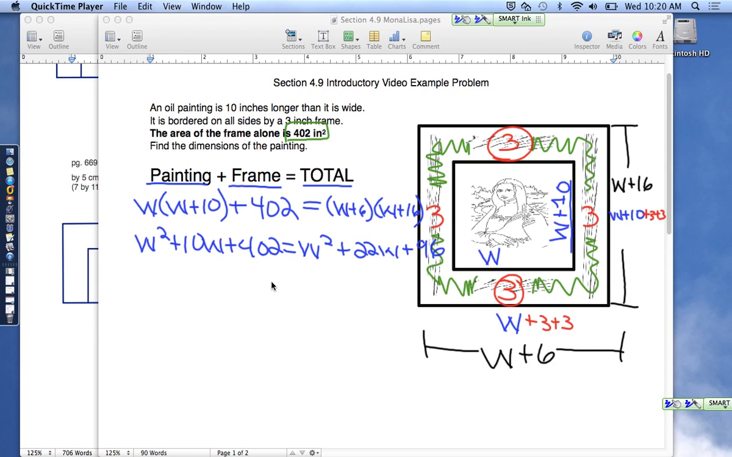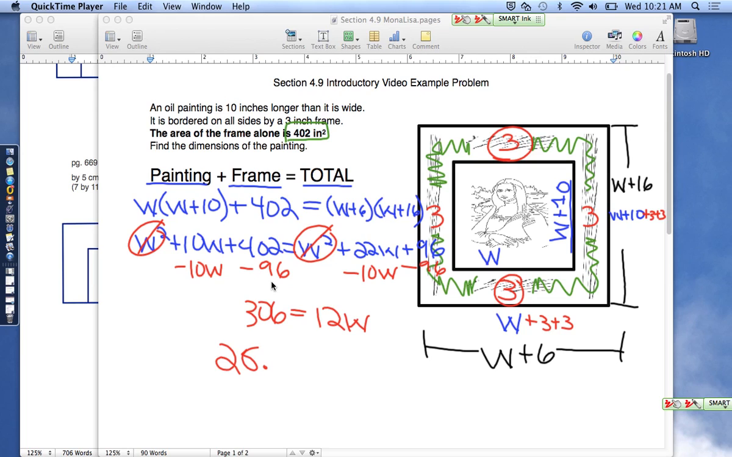And then, for now, the powers to the second will subtract out on both sides. Isolate the W, so if I subtract 96, then I end up with 306. And then if I subtract 10W, I end up with 12W. Multiply by 1/12 or divide by 12, and I get 25.5 for the width.